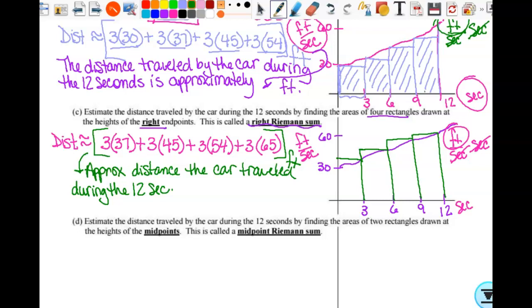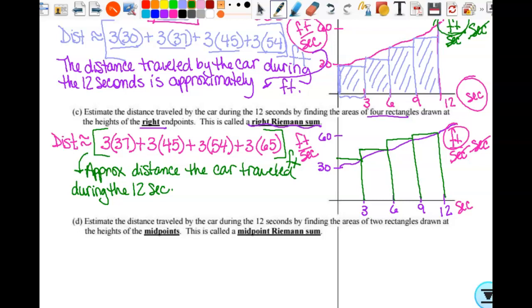That's true too. When would it be the exact area? When it's a horizontal line. If I had a horizontal line, then would it be an overestimate or an underestimate? It would be the exact one, right? But you're right. If it's decreasing, it's going to flip around, and we're going to look at one of those. So that's a very good observation.